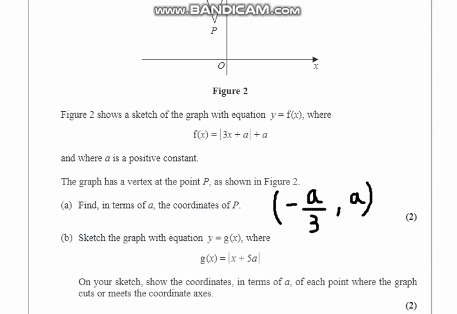And now moving on to the b part. Sketch the graph with equation y equal to g of x, where g of x equals the modulus of x plus 5a. On your sketch, show the coordinates in terms of a of each point where the graph cuts or meets the coordinate axes. Now I'll just refer to the graph.